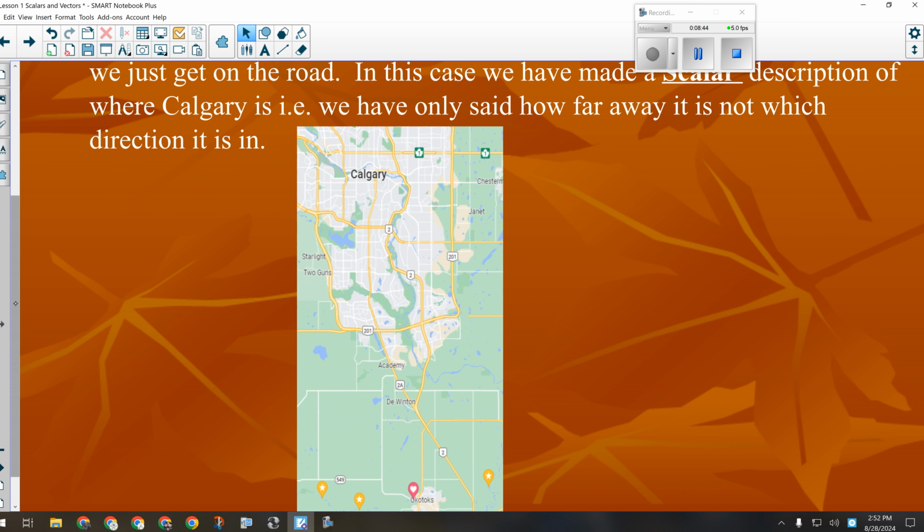If you're already on a road that's going south, the sign doesn't need to say it's 150 kilometers south. You're just going to follow the road. Maybe you get to an intersection and it'll say Lethbridge, turn right. Well, then you will. You're still going to go 40 kilometers to get there, or 150, whatever I said it was. That's okay. Scalar descriptions in that situation are appropriate.